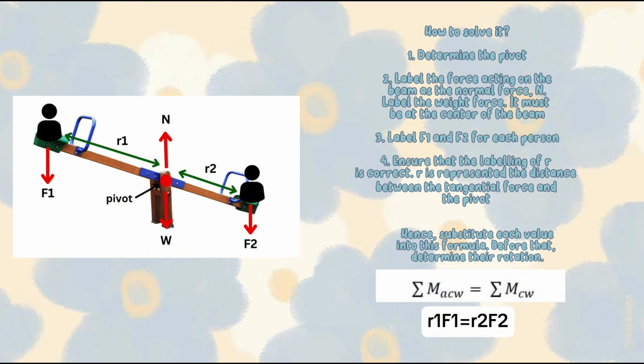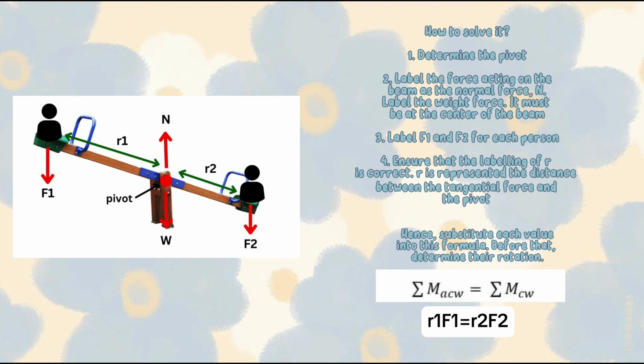For a seesaw, since all the forces act on the beam on the y-axis only, N equals F1 plus F2 plus the weight. For the equation of moment, the total moment of anti-clockwise rotation equals the total moment of clockwise rotation, which is R1 F1 equal to R2 F2.